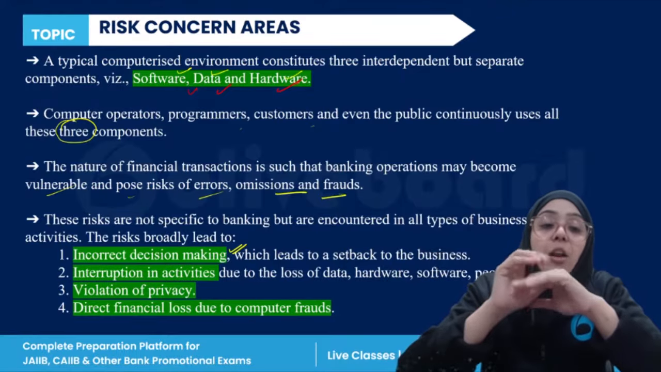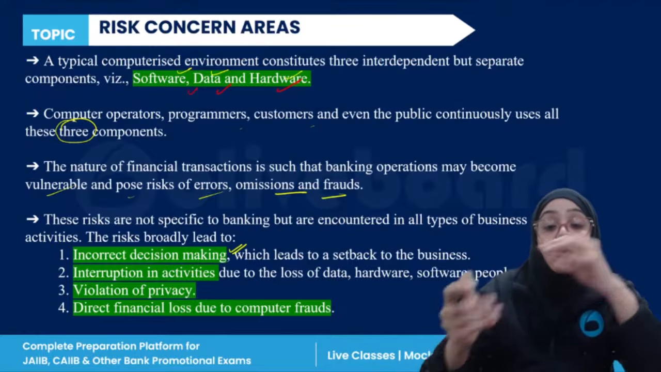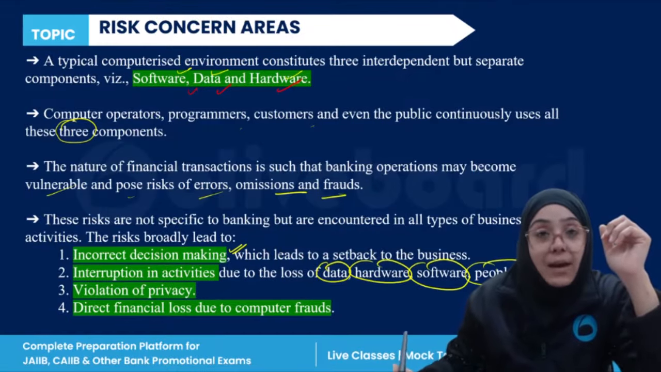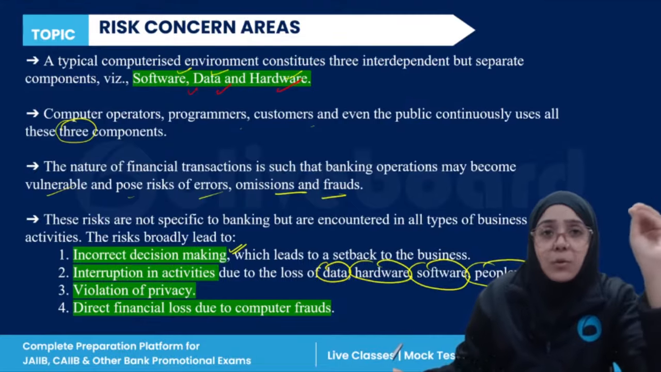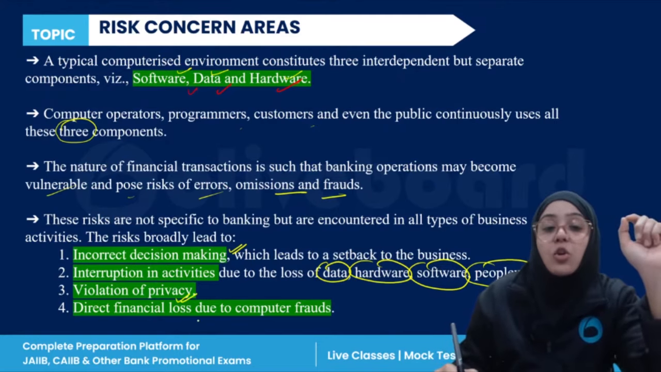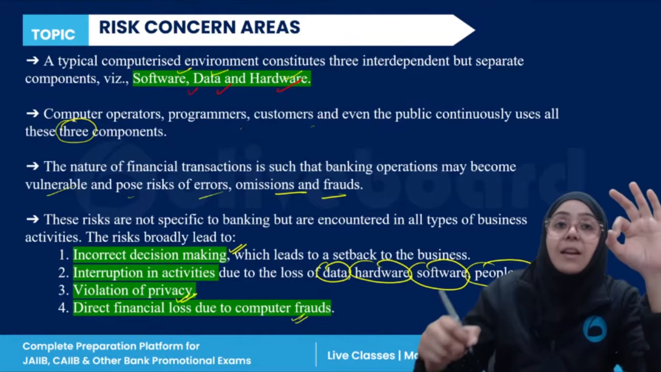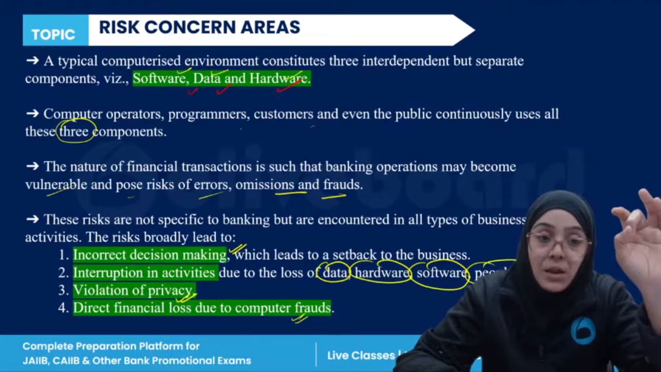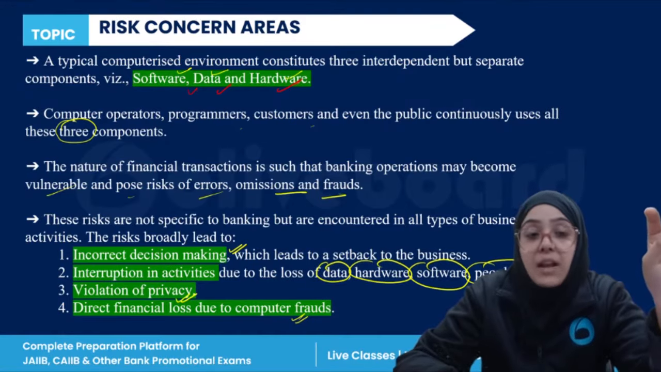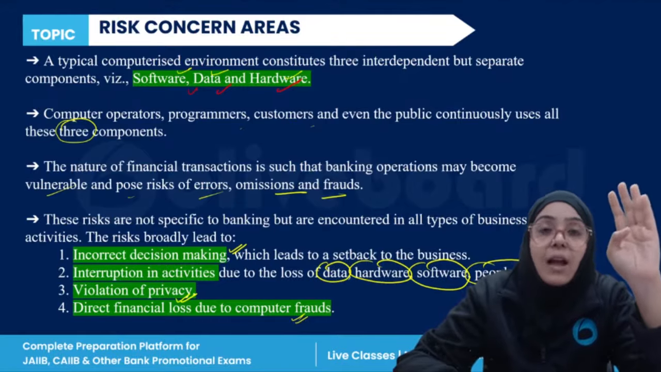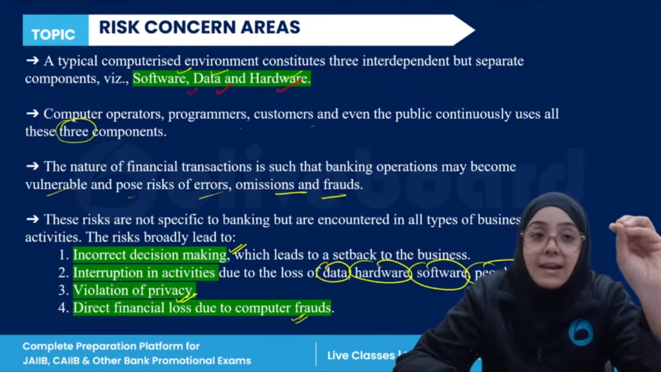Yes, obviously there are a lot of interruptions in the activities due to the loss of data, hardware, software, peopleware, right? There are violations of privacy also. Plus there can be a direct financial loss due to computer fraud. There can be interruption in different activities, right? There can be incorrect decision making. So these are the risk concerning areas.